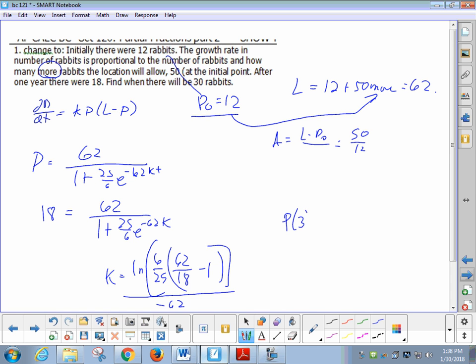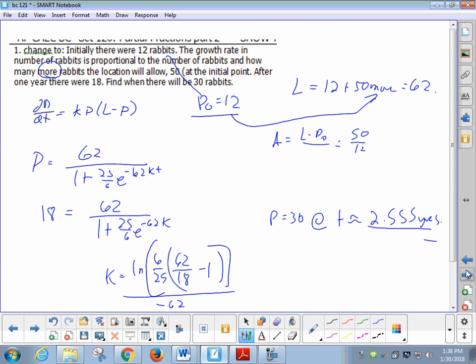Population at time 3 then is something. Oh no, that wasn't the question. When would there be 30 rabbits? So population is 30 at time equal 2.5-ish or something like that? 2.555 years. Okay.